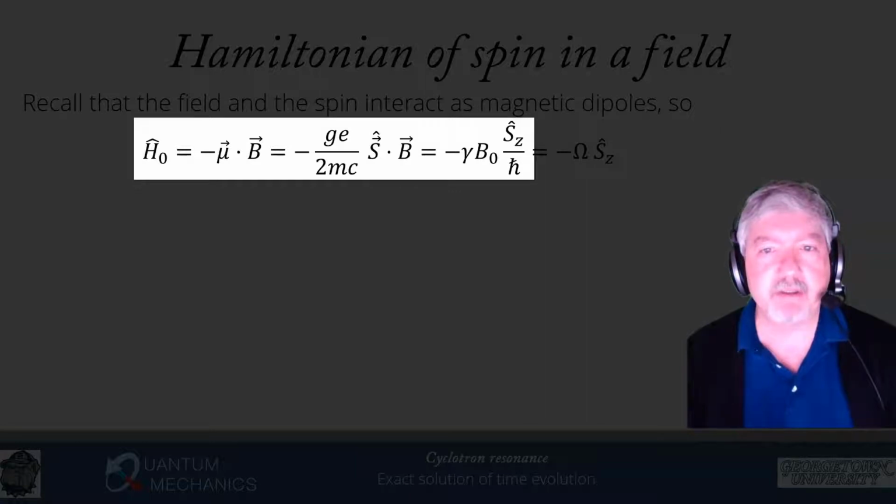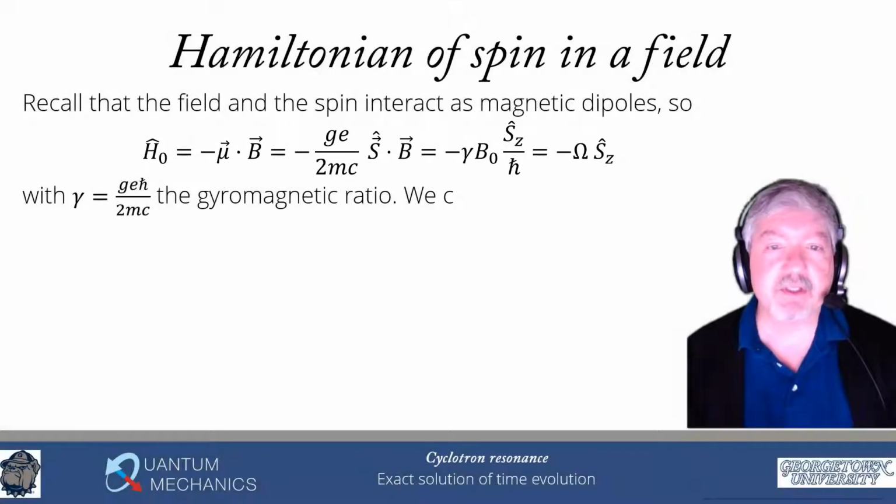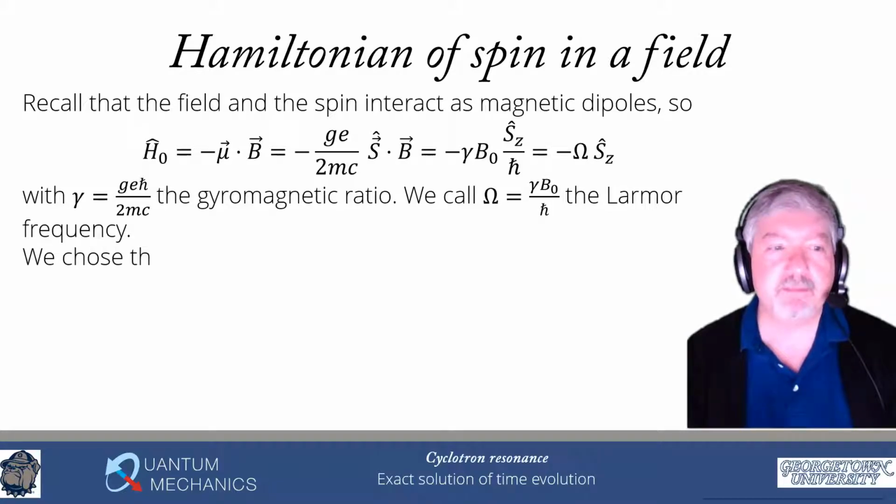we call that gamma. And if I assume that the magnetic field is pointing in the z direction and has a magnitude B0, it'll be gamma B0 times Sz divided by h bar. And we give that combination, gamma B0, because there's an h bar in the Sz, a name. We call it capital omega, and that's the Larmor frequency. So the little gamma is called the gyromagnetic ratio. It's gE h bar over 2mc. Omega is gamma B0 over h bar. That's called the Larmor frequency.